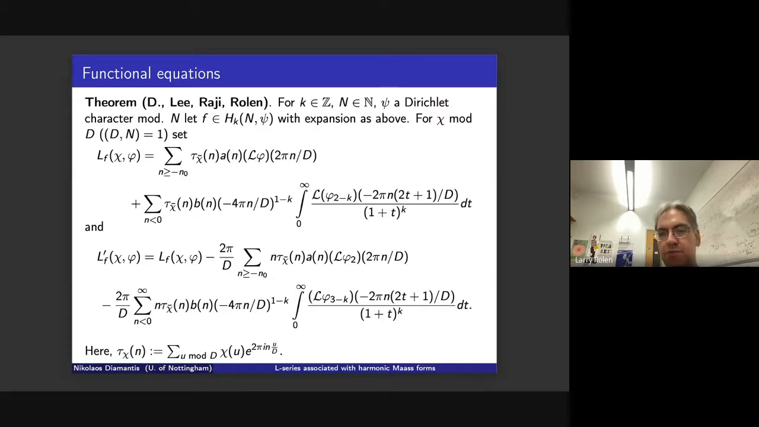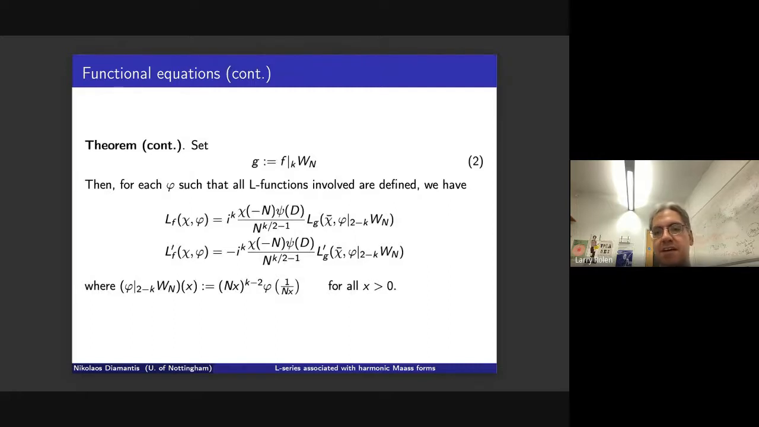And the same goes for the next one, which is the dual of that. So we have one piece which is inherited from L f of chi, comma phi, but we also subtract something which looks a little bit like a derivative, because we have an n multiplied in front in this case. And this, as I said, is in order to account for the lack of holomorphicity. So anyway, we have these definitions. And now for those twisted L functions, the theorem is that we have the following pair of functional equations.